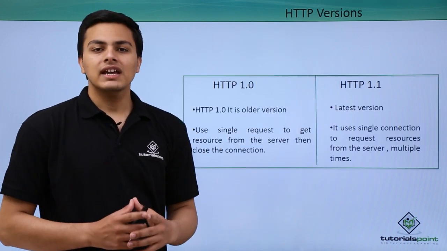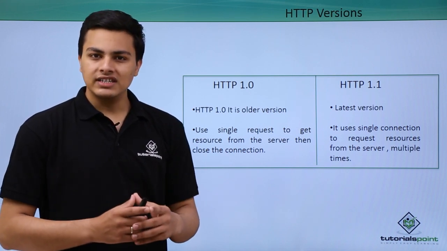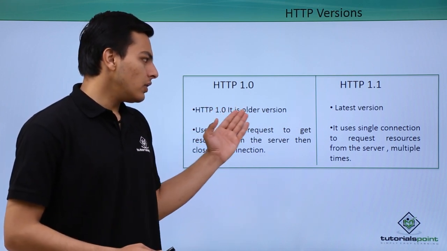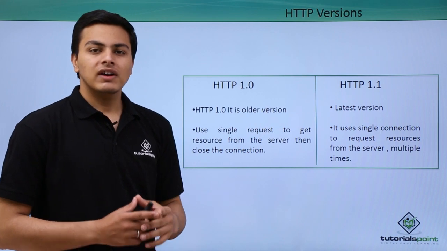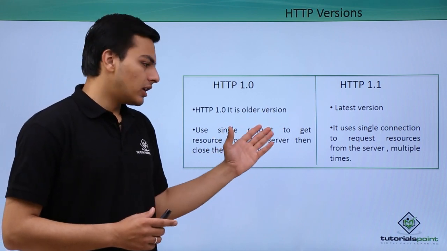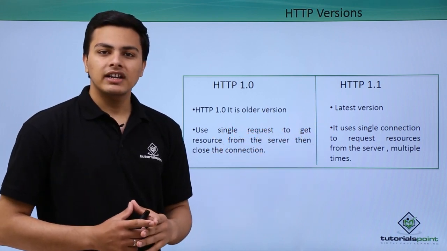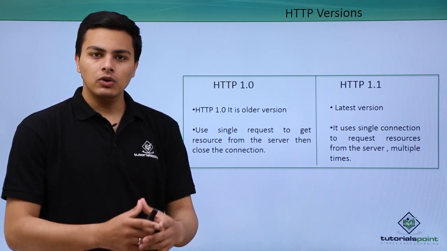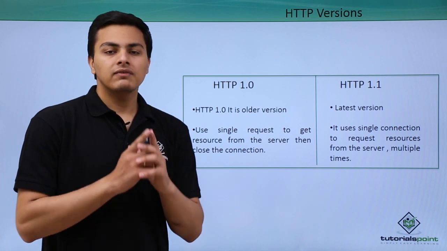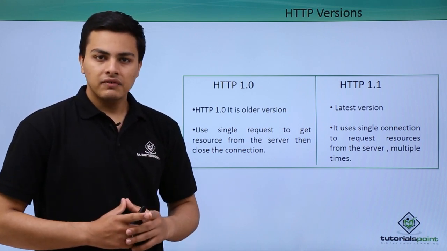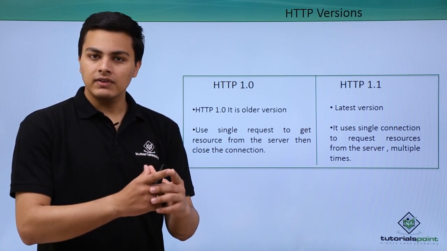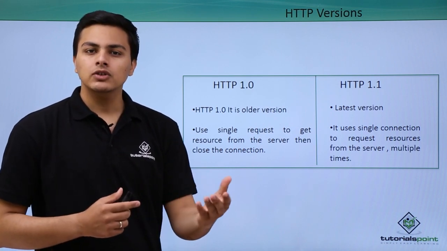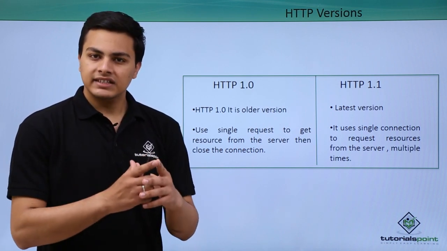Now let's talk about HTTP versions. So there are two HTTP versions, HTTP 1.0 and HTTP 1.1. HTTP 1.0 is the older one, whereas HTTP 1.1 is a newer one and used nowadays. In HTTP 1.0 we can request only one resource in one connection, whereas by using HTTP 1.1 we can request multiple resources from the server using a single connection.